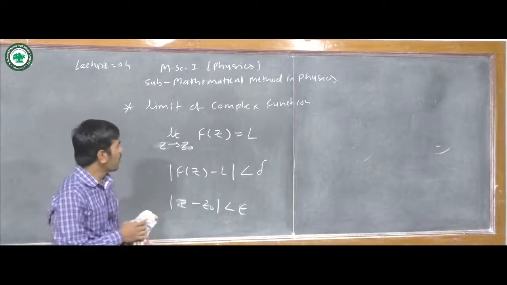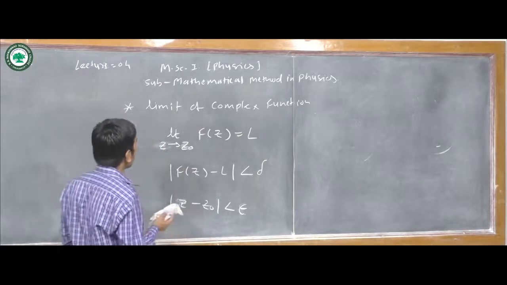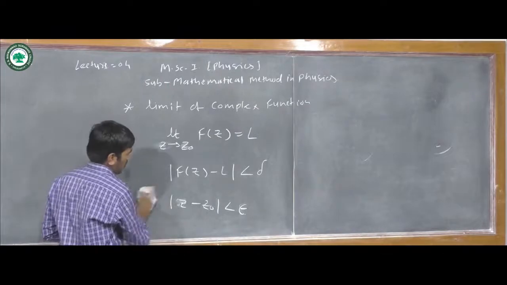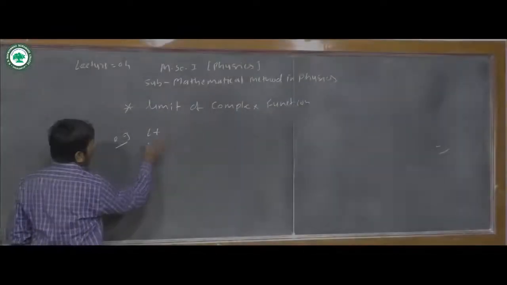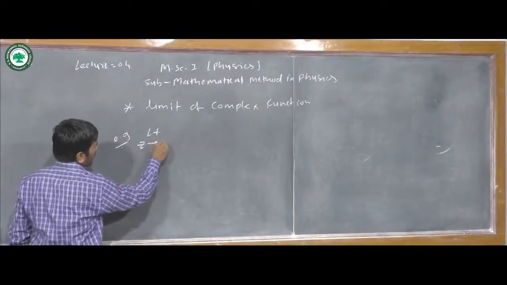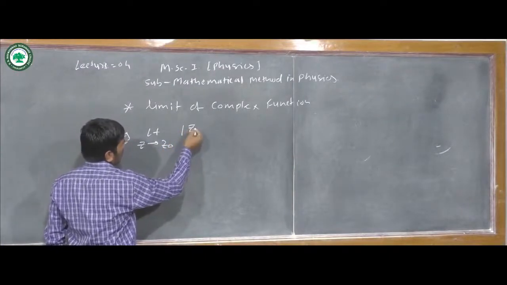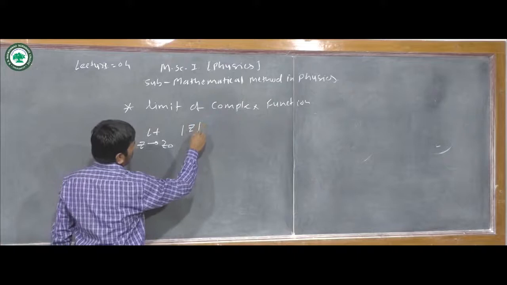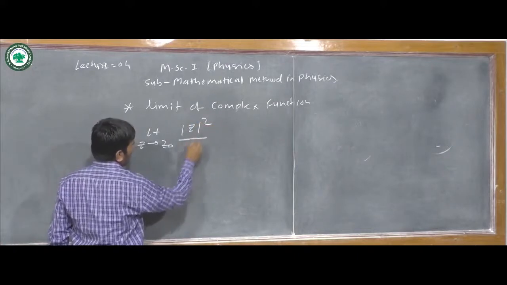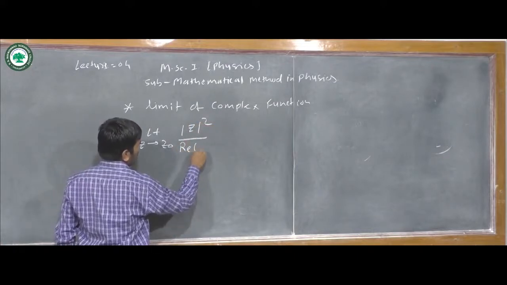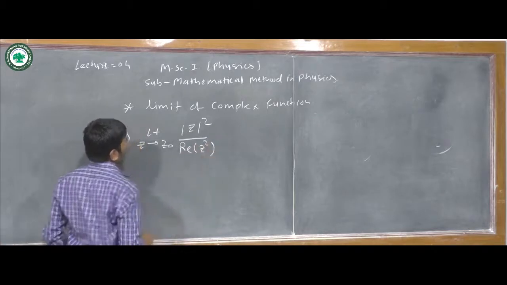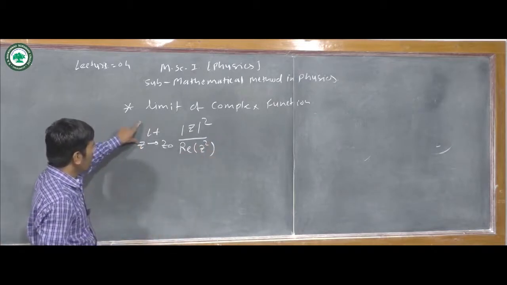Okay, so let's take one example, then you can understand. Limit z approaches z naught of mod z squared divided by real z squared. Okay, so this is one example.